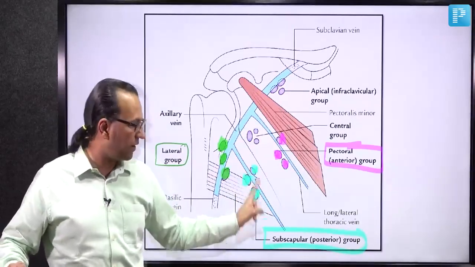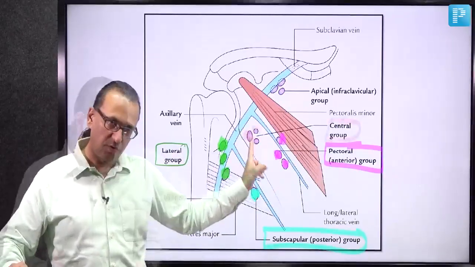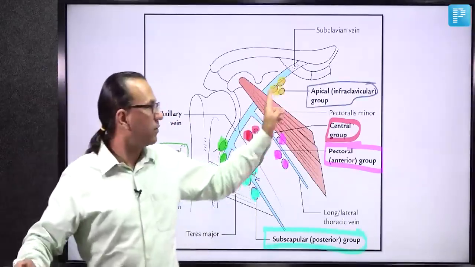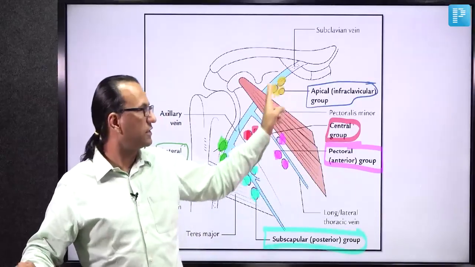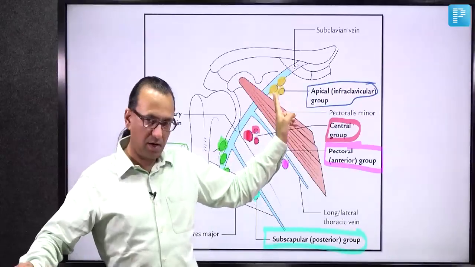Now, these three groups of axillary lymph nodes will be draining to the central axillary lymph nodes, and the central axillary lymph nodes will be draining towards the apical axillary lymph nodes, which are lying towards the apex of the axilla. This is the last axillary lymph node or the terminal axillary lymph node. Now, where is the lymphatic going from here? Let us find out.